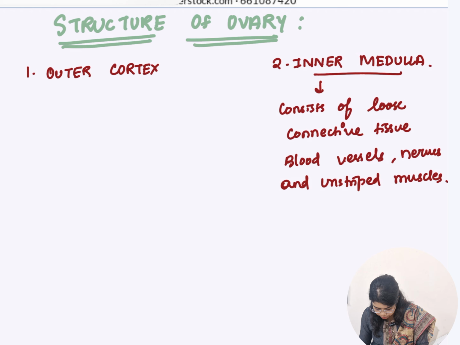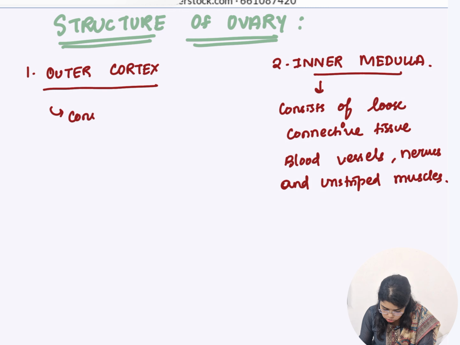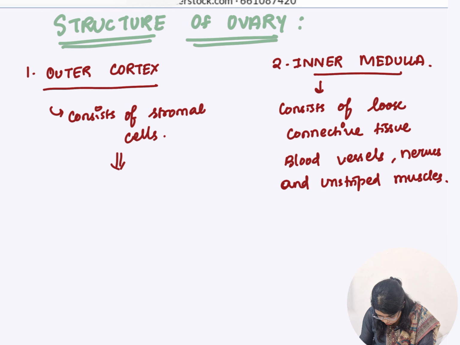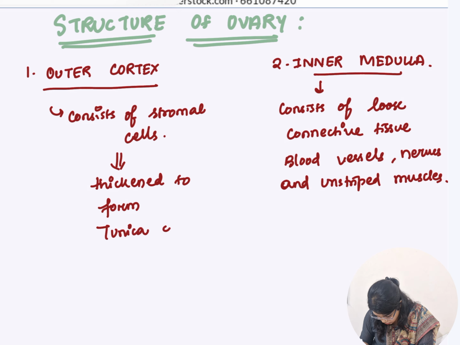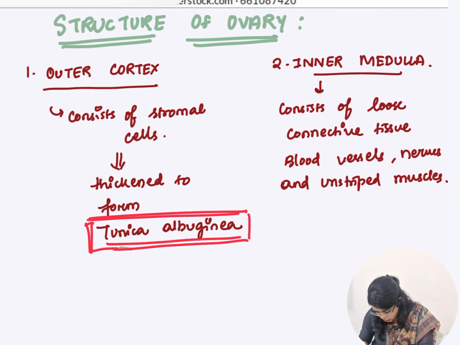And the outer cortex, I've told you, consists of stromal cells which in the lateral aspect are thickened to form the tunica albuginea. Tunica albuginea. Okay. Next.